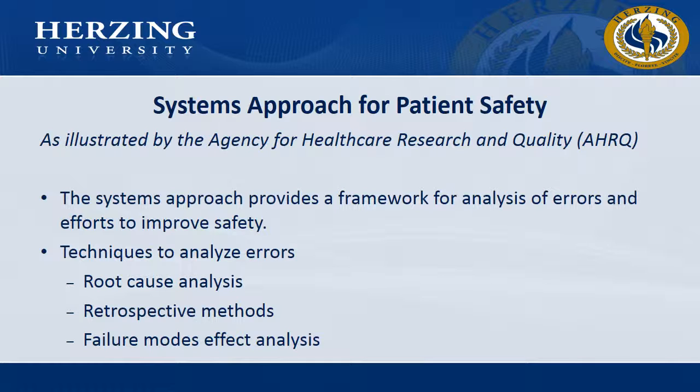Another way to approach looking at healthcare with the use of systems is how we address patient safety. The following is taken from the Agency for Healthcare Research and Quality, or AHRQ. The systems approach provides a framework for analysis of errors and efforts to improve safety. There are many techniques to analyze errors in patient safety. Examples of these techniques are a root cause analysis, a retrospective chart review, or a failure mode effect analysis.